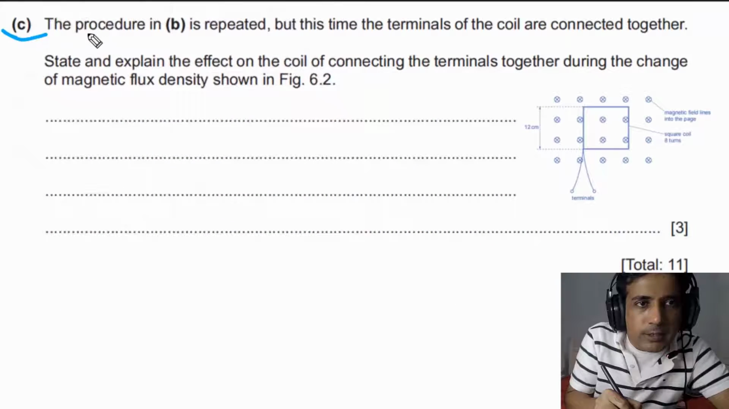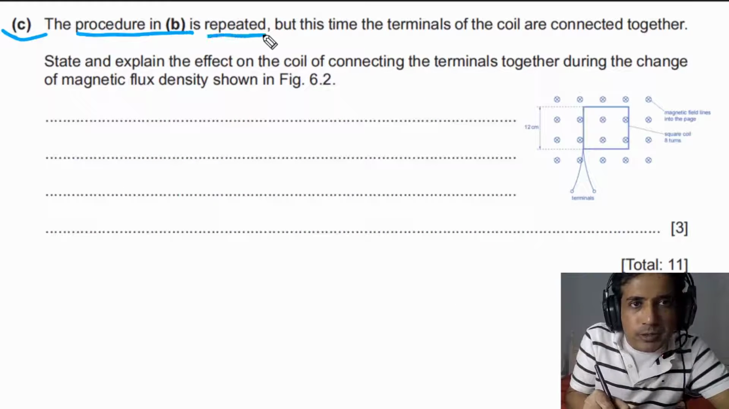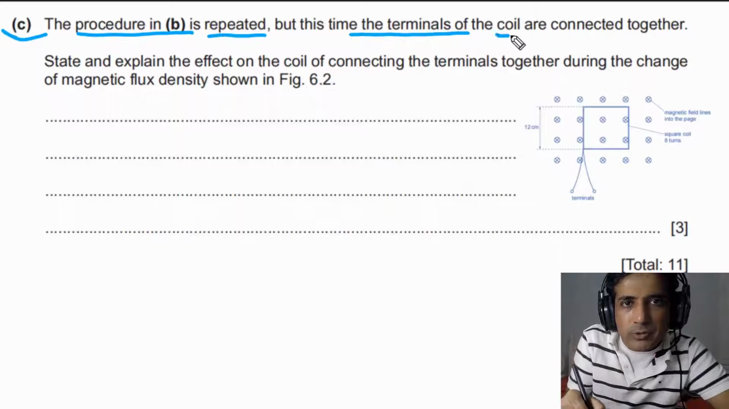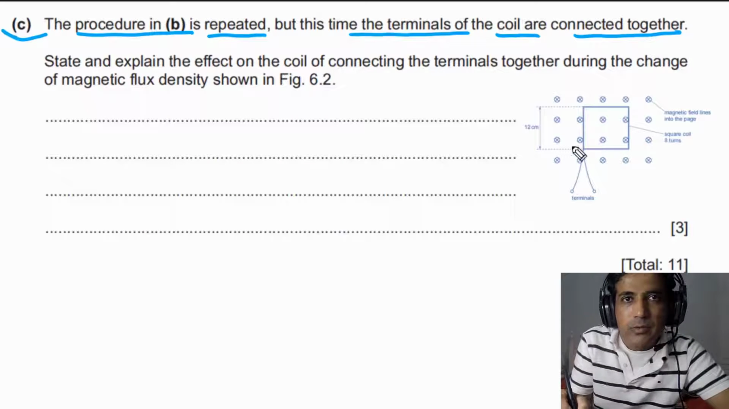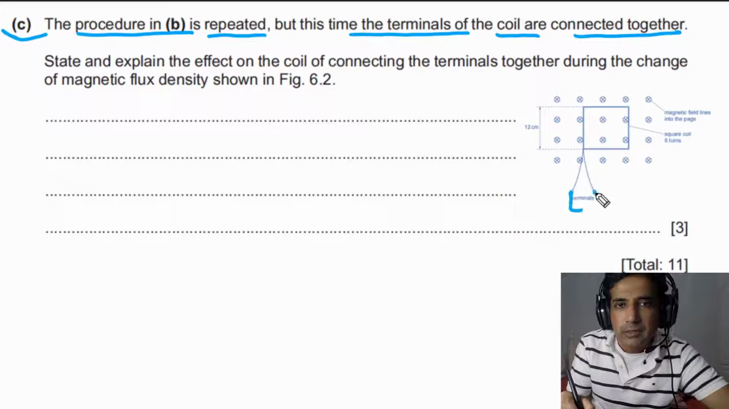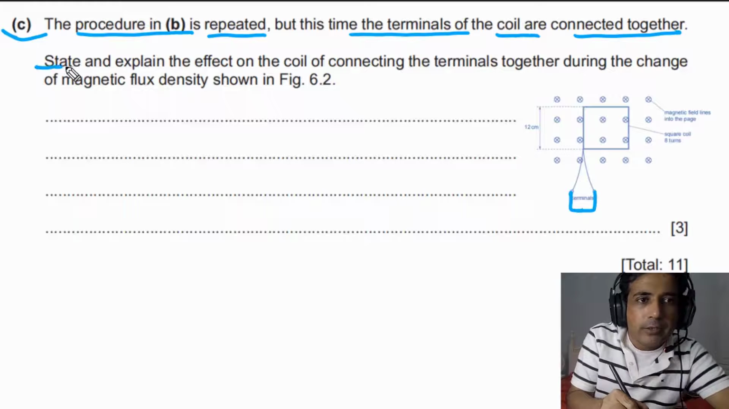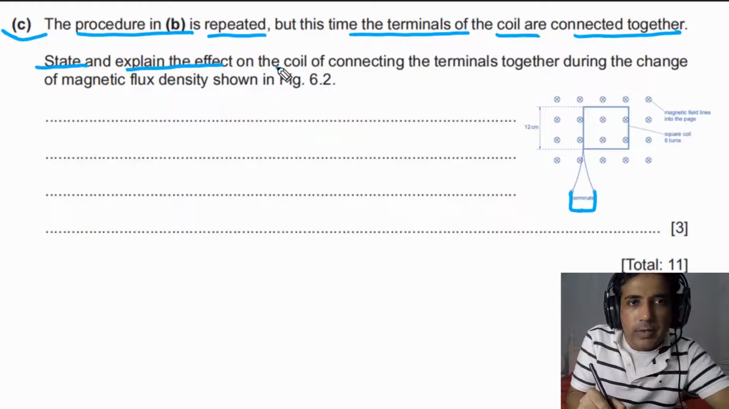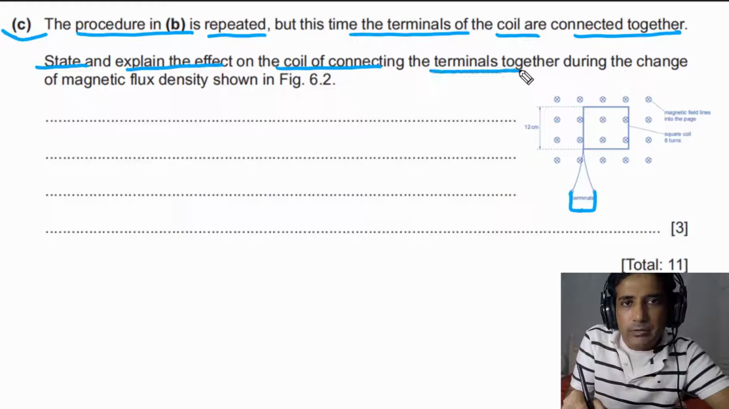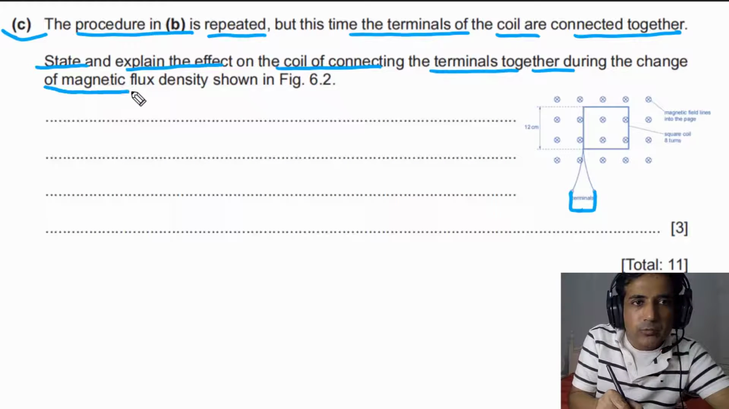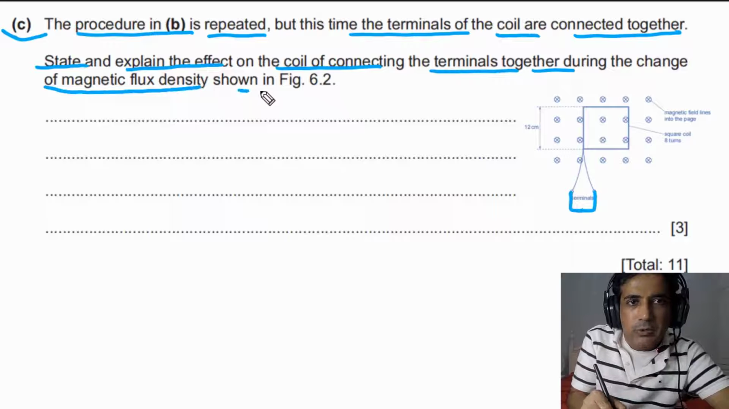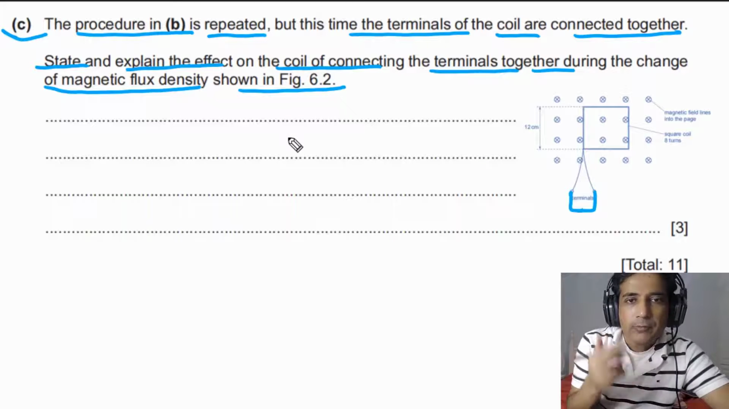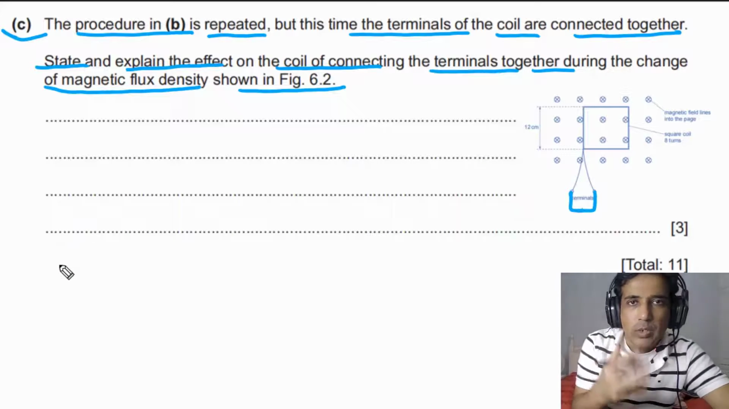For part C, it is given to us that the procedure in B is repeated, but this time the terminals of the coil are connected together. For this question, we need to state and explain the effect on the coil of connecting the terminals together during the change of magnetic flux density, as shown in figure 6.2. First of all, let's try to understand what will happen if you place a conductor inside a changing magnetic field.